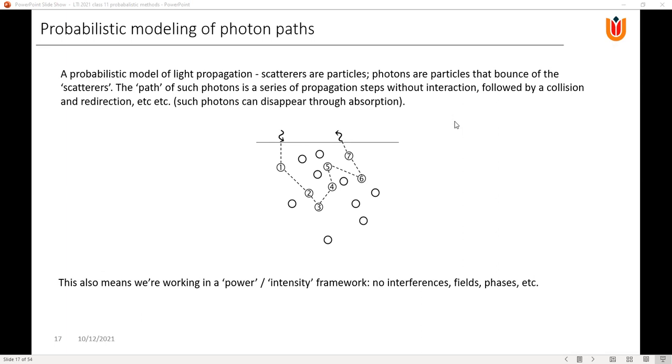But back to this question. So the question of tracing photons as they travel through a medium. More or less I showed this slide, and I've also more or less made this statement that we are now again considering photons as particles interacting, let's say like a pinball game. So there are no interferences, there are no phases, there are no fields.